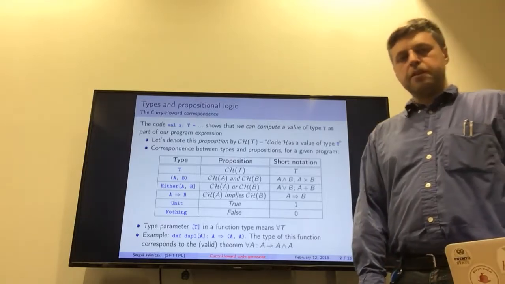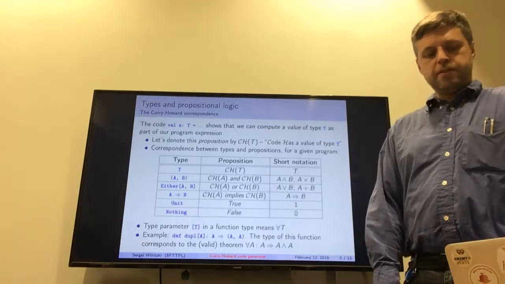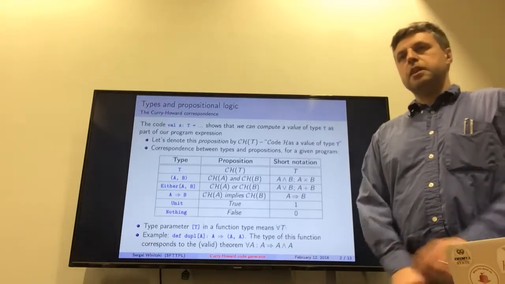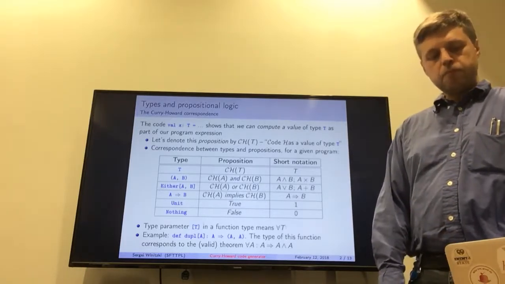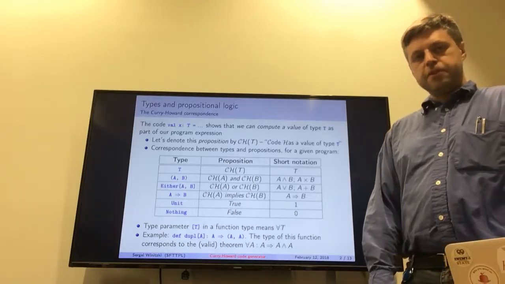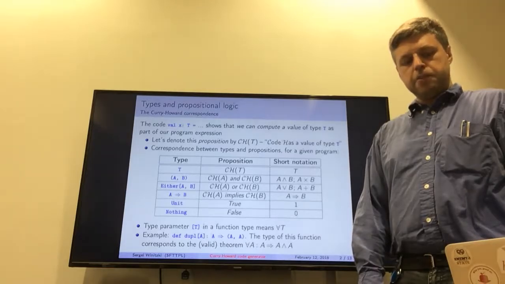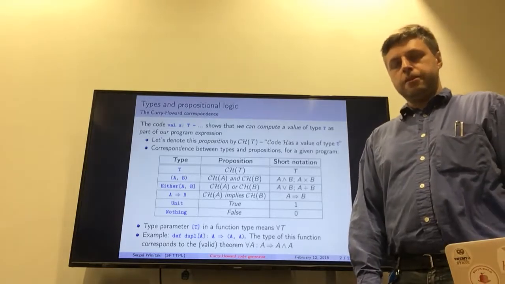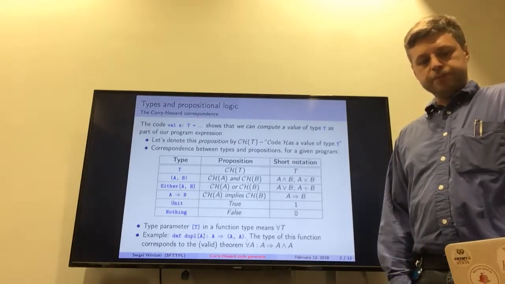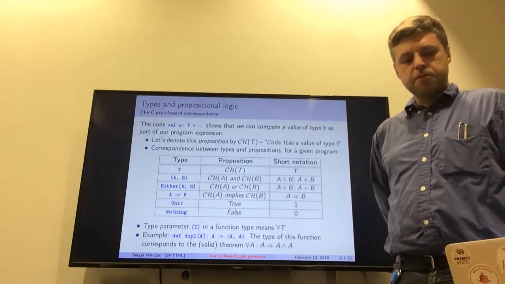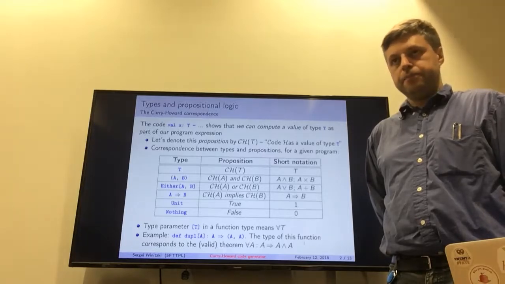Now in Scala you also can have type parameters. Now type parameters in logic means that something is true for any type T. So for any proposition T, some formula is true. And here's an example. Imagine this function, which is to duplicate a value. So you take a value of type A and return a tuple of AA by simply repeating this value twice. Now, in the logic, the type of this function corresponds to this formula. For all A, from A follows A and A.